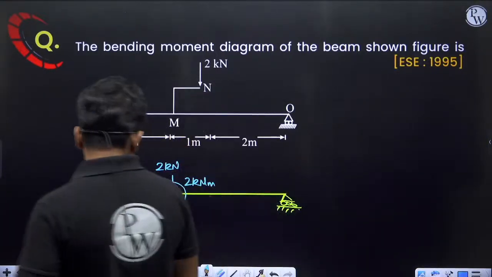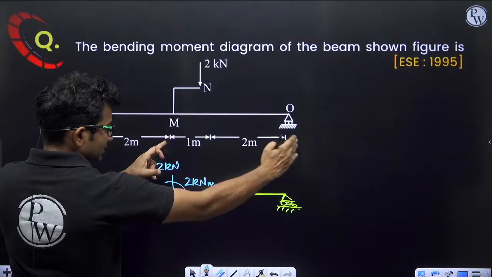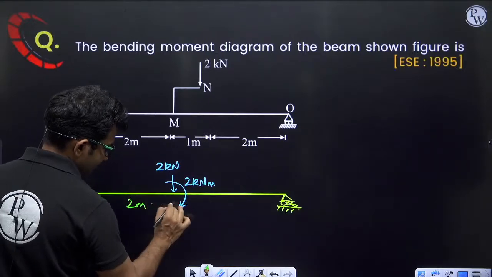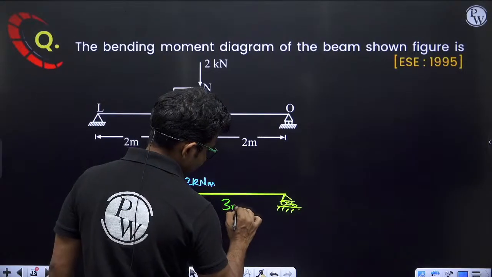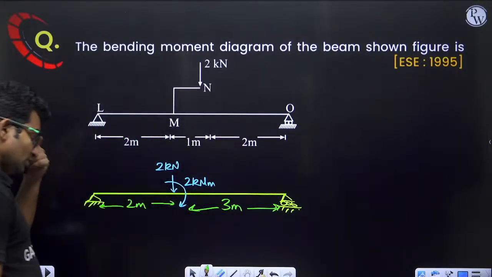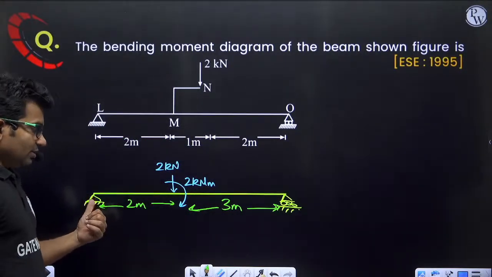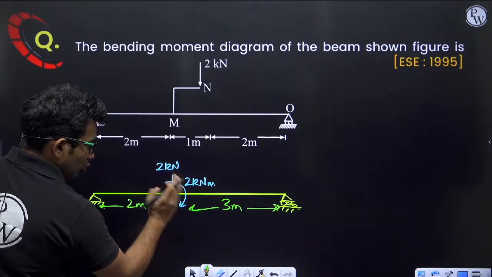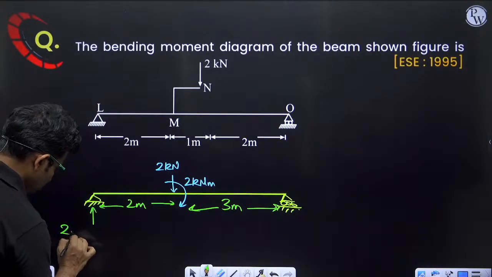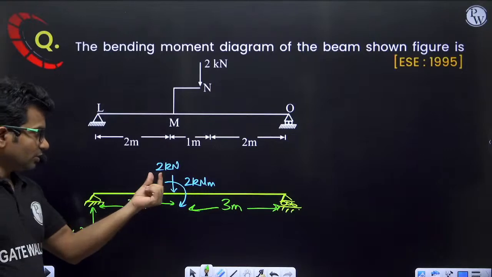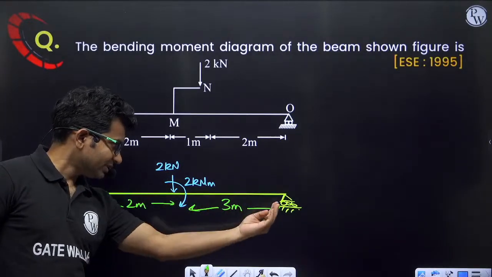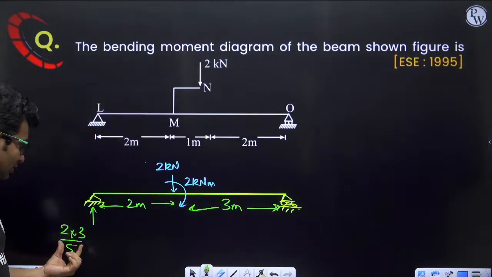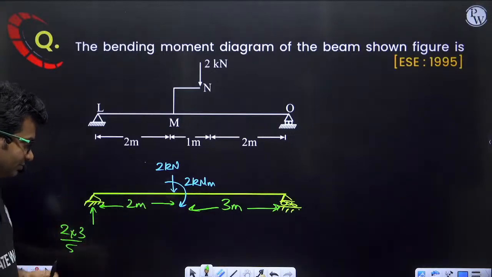So how to calculate the support reaction? This distance is 2 meter, and this distance is 3 meter. Here the support reaction will be 2 into 3 by 5: force into opposite length divided by total length. Force 2 kilonewton into opposite length divided by total length. Plus, no, it will be minus, because of this it will be minus.